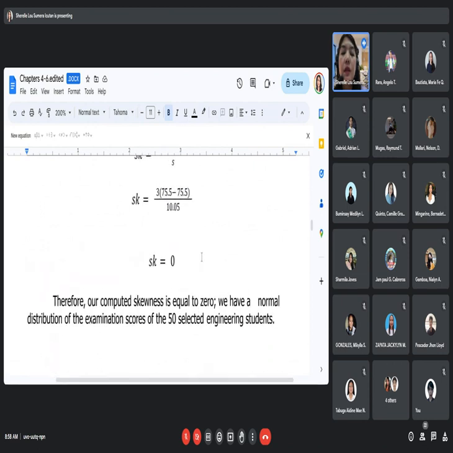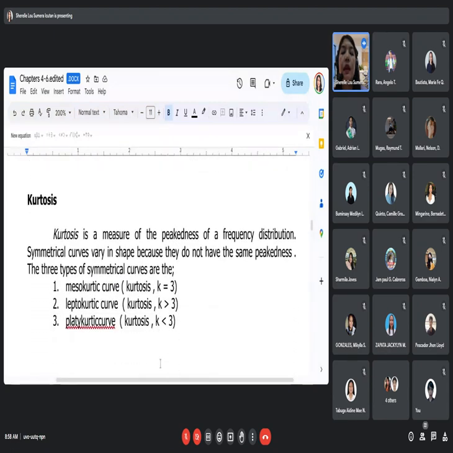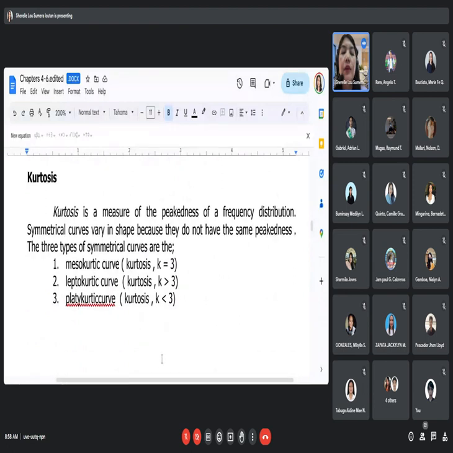So, in here, based on this, your SK is 0. So, it means it's a perfectly skewed graph. So, it's a normal distribution graph. Ibig sabihin, bell shape siya. Normal curve. And finally, we have kurtosis.